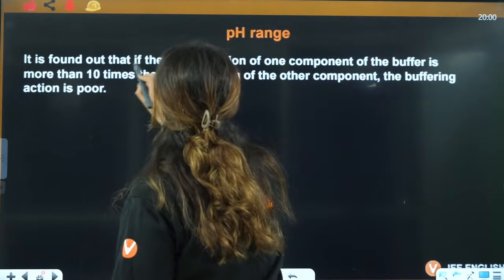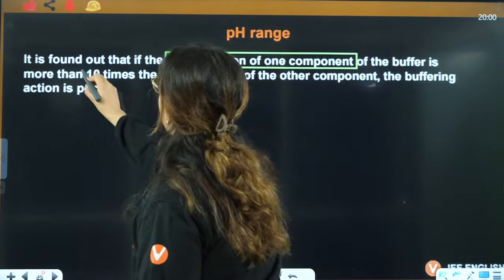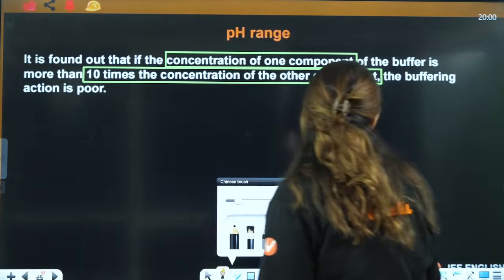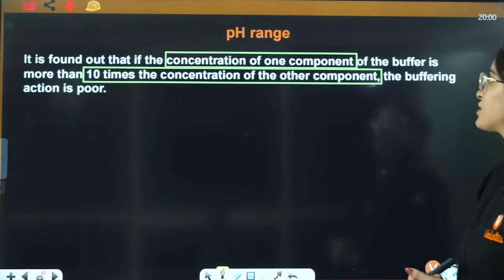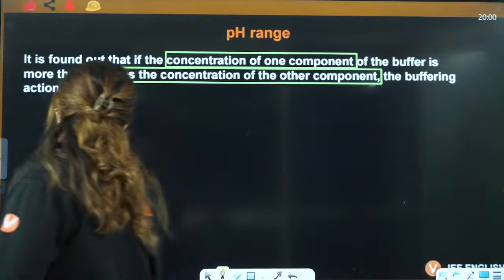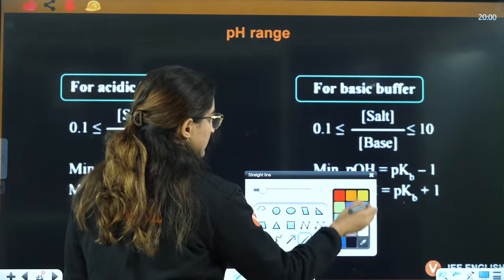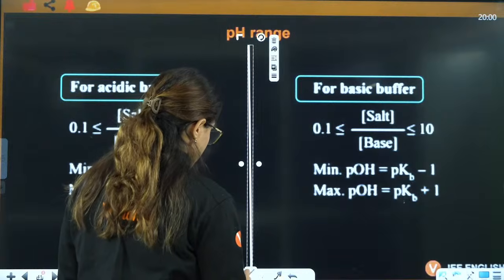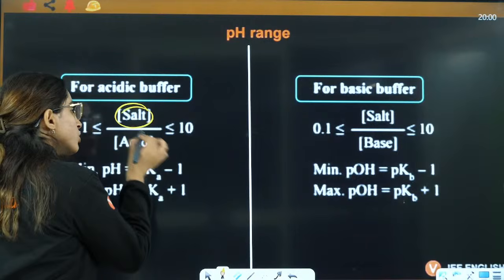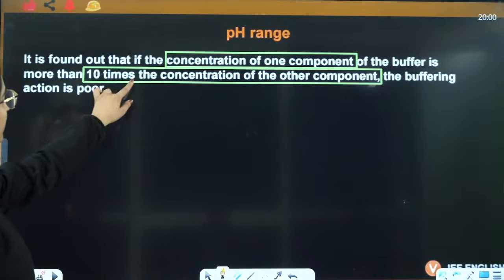It is found that if the concentration of one component of the buffer is more than 10 times the concentration of the other component, then the buffering action is poor. Let's understand that. Concentration of one component of the buffer is more than 10 times the concentration of the other component. Let's see what we want to say. The ratio should be less than 10 times. This is what we are saying.